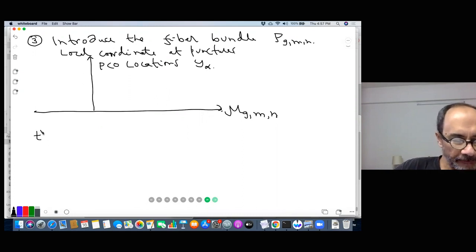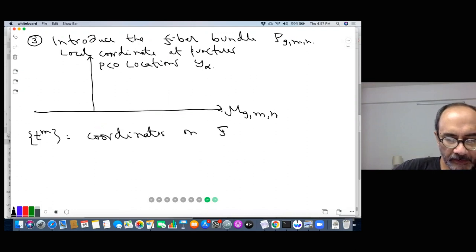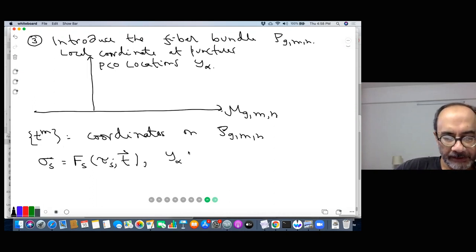So let's suppose that t^m is a coordinate on P_GMN. Okay, of course, it's infinite dimensional. So this is an infinite dimensional coordinate system. Okay. Then this means that we have sigma_s, this function, will now depend on t, because different t will correspond to different functions. And the y alphas will also depend on t. Right? Because different t will correspond to different choices of y alpha typically. Okay. So either this differs or this differs, or even maybe both differ when you change t.